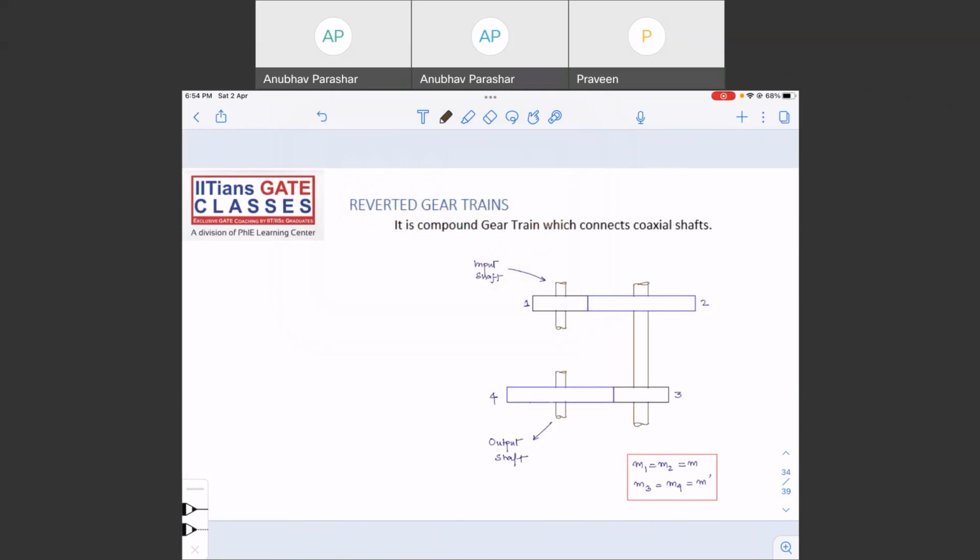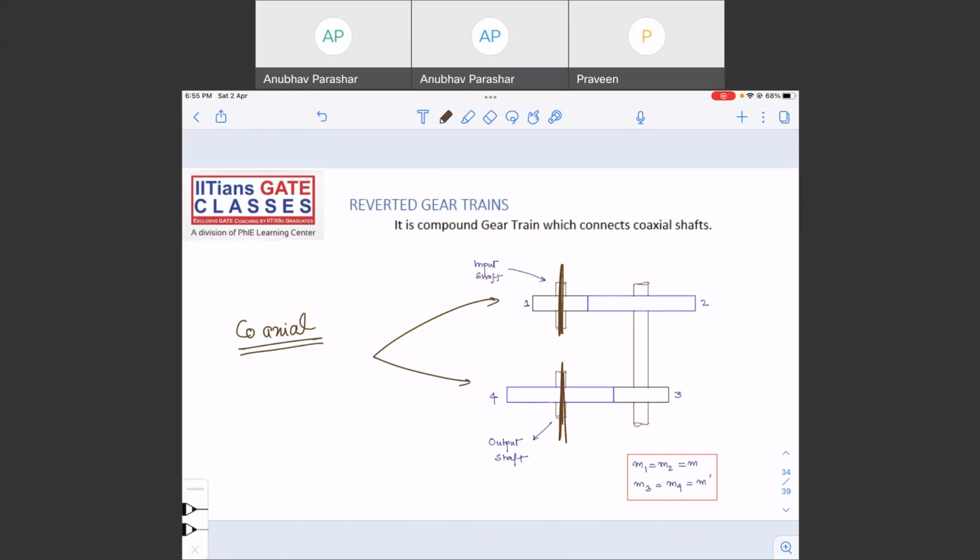Okay, two more types of gear trains we'll see, that is reverted gear trains and epicyclic gear trains. Reverted gear trains are used to connect coaxial shafts. Suppose this is the input shaft or the driving shaft, and this is the output shaft. You can see the input shaft and the output shaft are coaxial. They are along the same line.